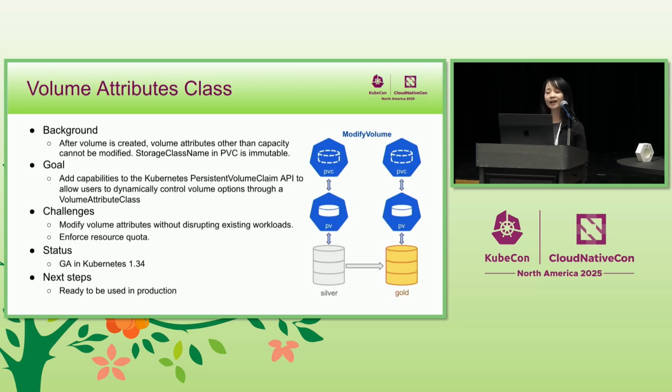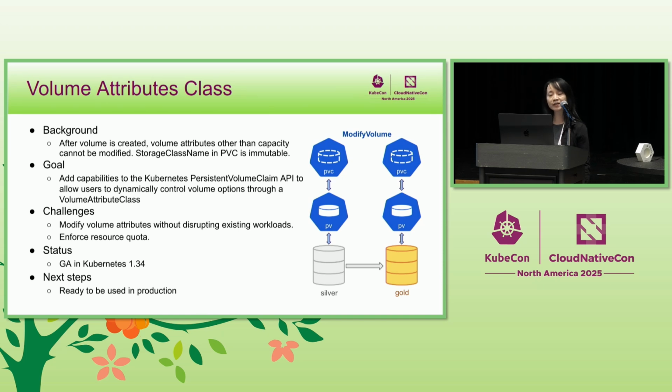The next feature I want to highlight is volume attributes class. When you provision a PVC, you can specify a storage class name in your PVC. And this storage class defines parameters to be used for dynamic provisioning. After the volume is provisioned, however, you cannot change those parameters. So there are use cases that require the volume options, such as IOPS or throughput, to be modified after the volume is provisioned. That's why we introduced volume attributes class.